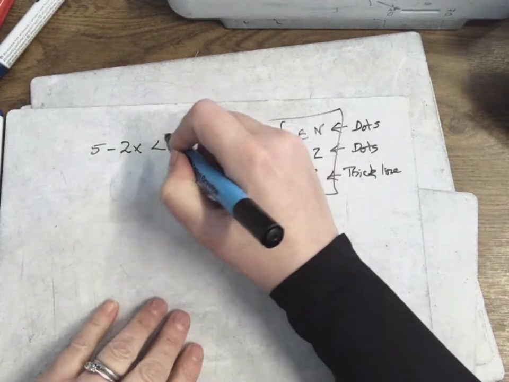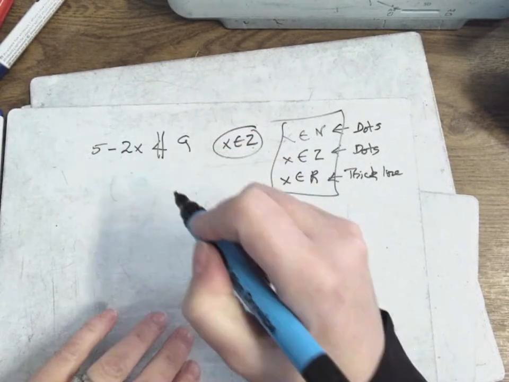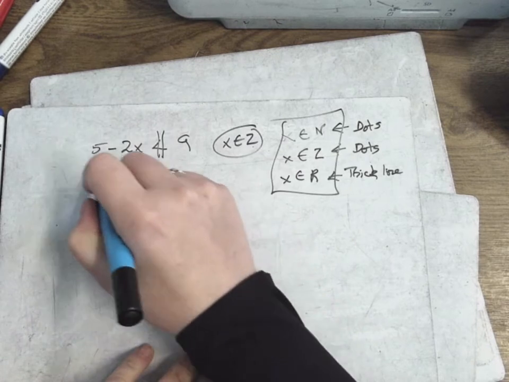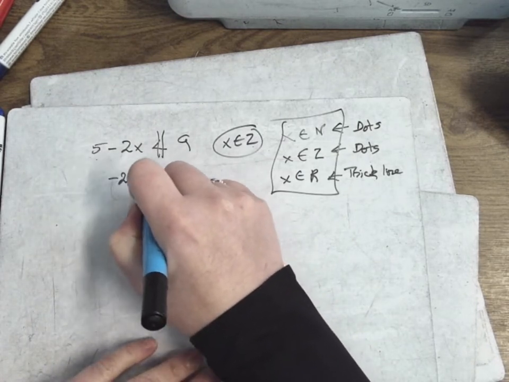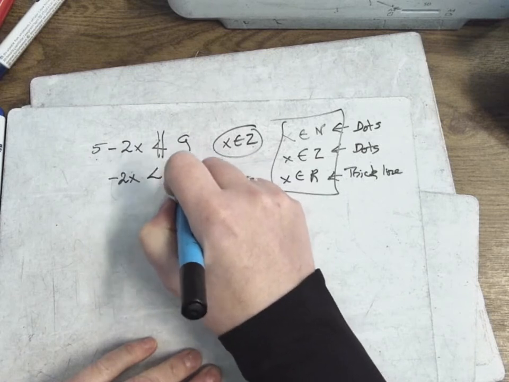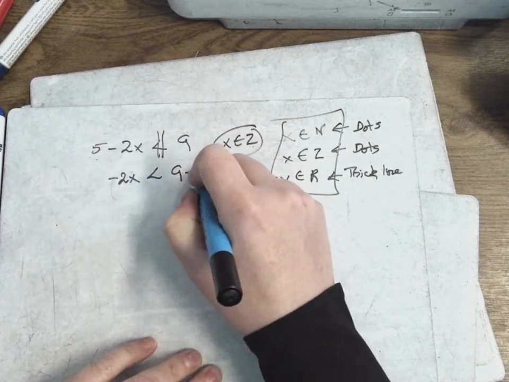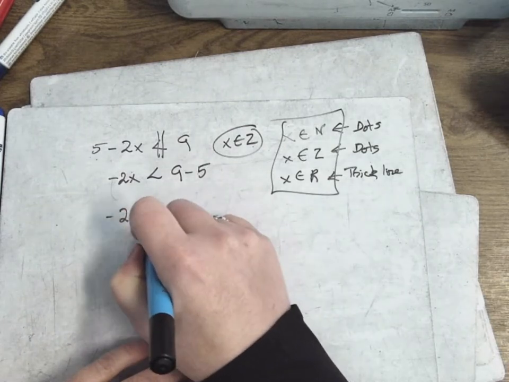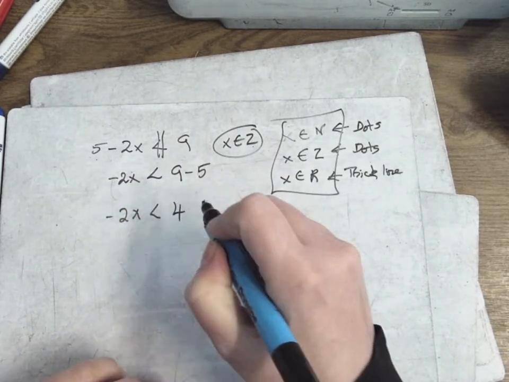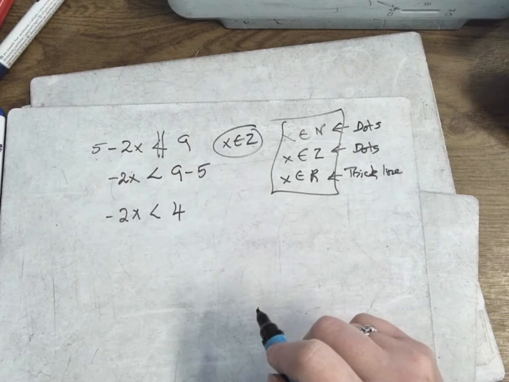So what you do is you build your wall. X is on one side, numbers on the other. So you're moving the 5. Minus 2x stays put, 9 is where you want it to be. The 5 comes over the wall and becomes a minus 5. So you get minus 2x is less than 4. Then you need to divide each side by what?